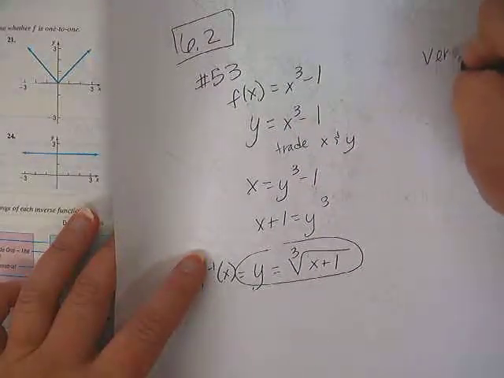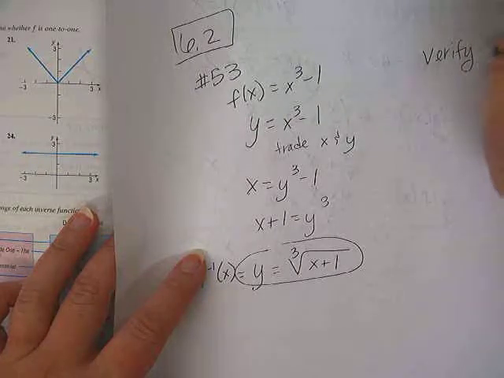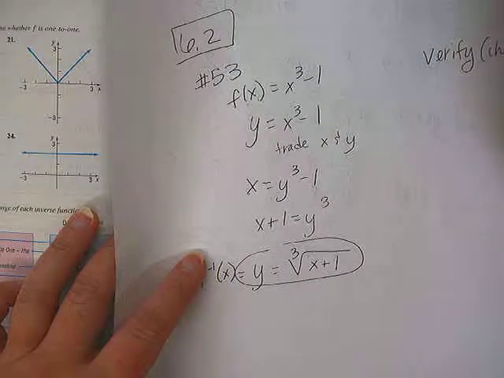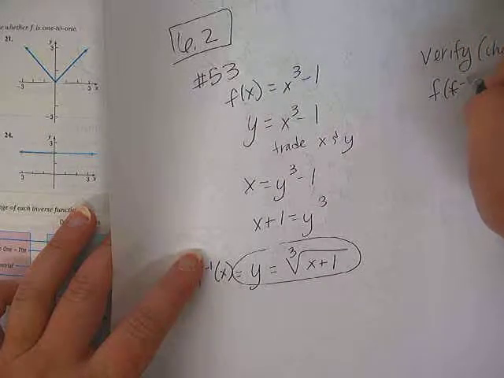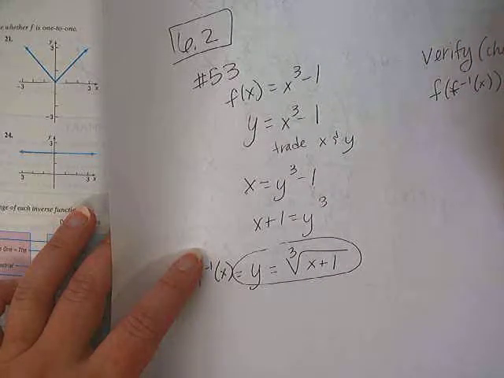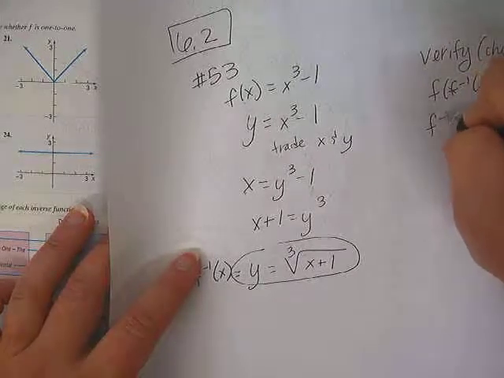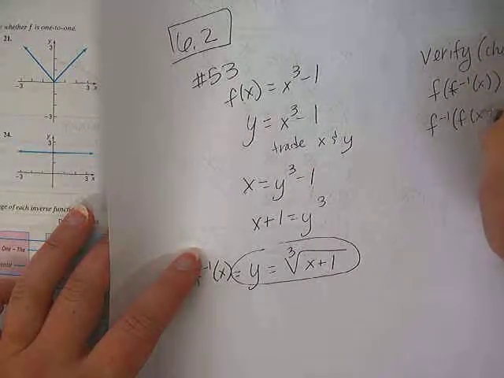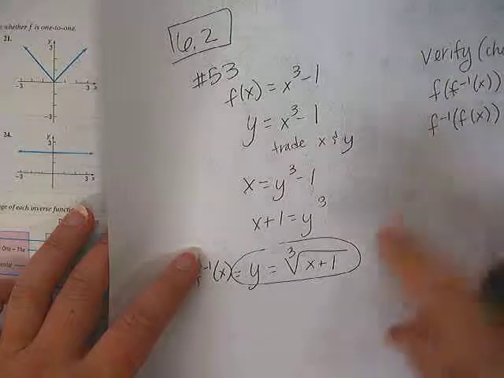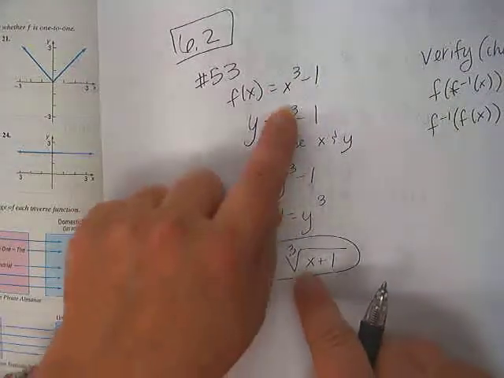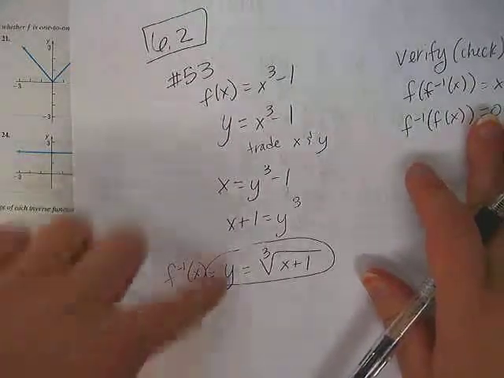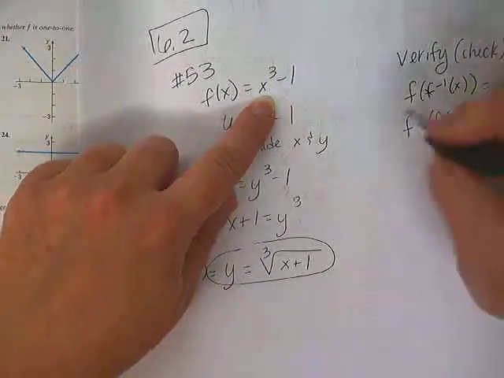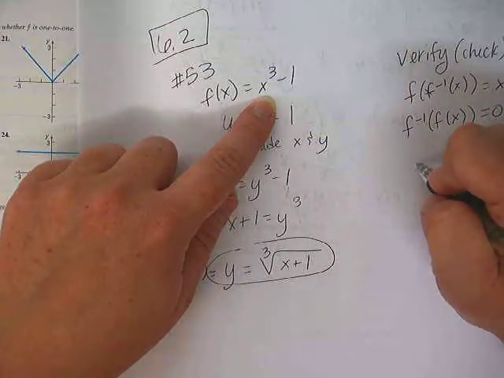Now, in order to verify or check that they are inverse functions, technically we are supposed to do f to the negative 1 of f of x equals x, and f of f to the negative 1 of x, and see if that equals x. So we're supposed to plug this into there and plug this into there. Just quickly, at least let's do one of them. Let's do the first one.